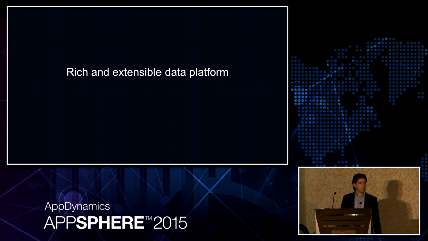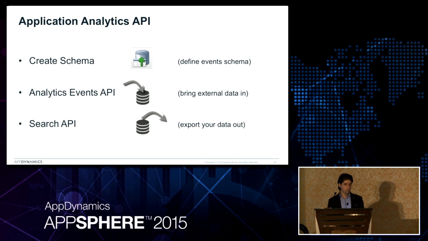Okay, we wanted to expand our data platform, and we wanted to make it richer. To do that, we are introducing the Application Analytics API into our platform. So through our API, you can create a schema. You can tell us in advance what your schema looks like. You can use the Analytics Events API to bring external data in. And also, you can use the Search API to search through our data and then export it to any third-party application you want.